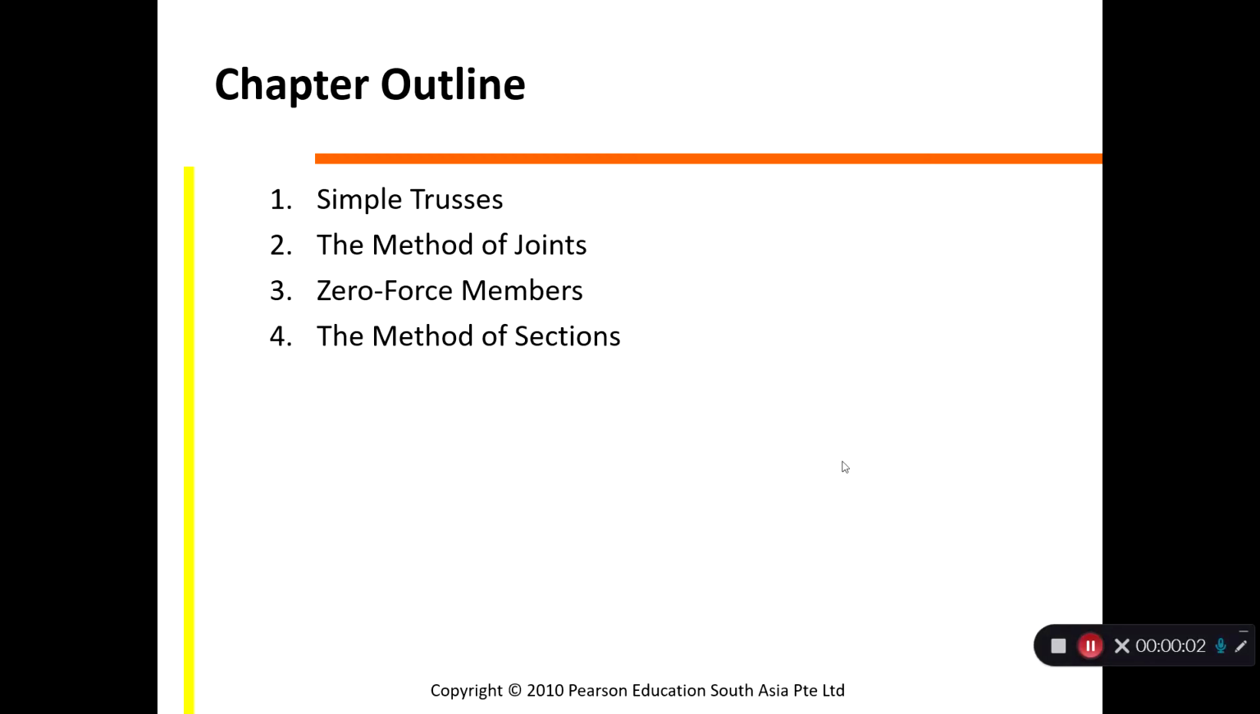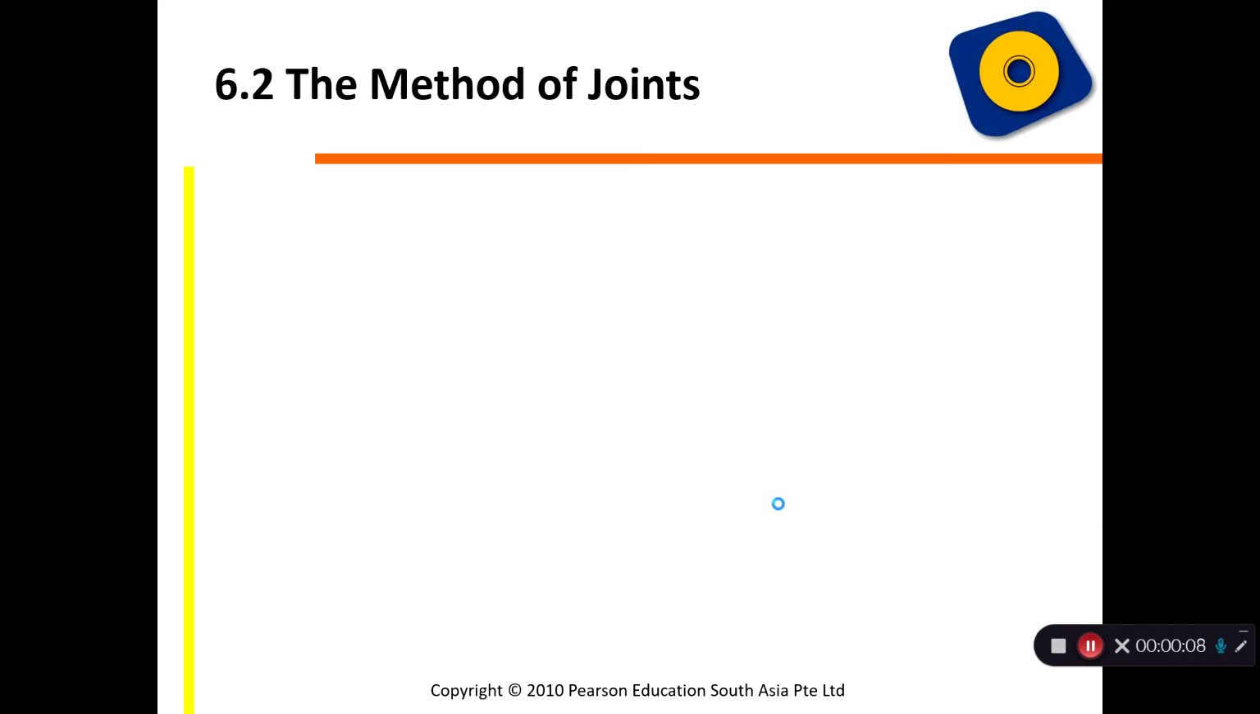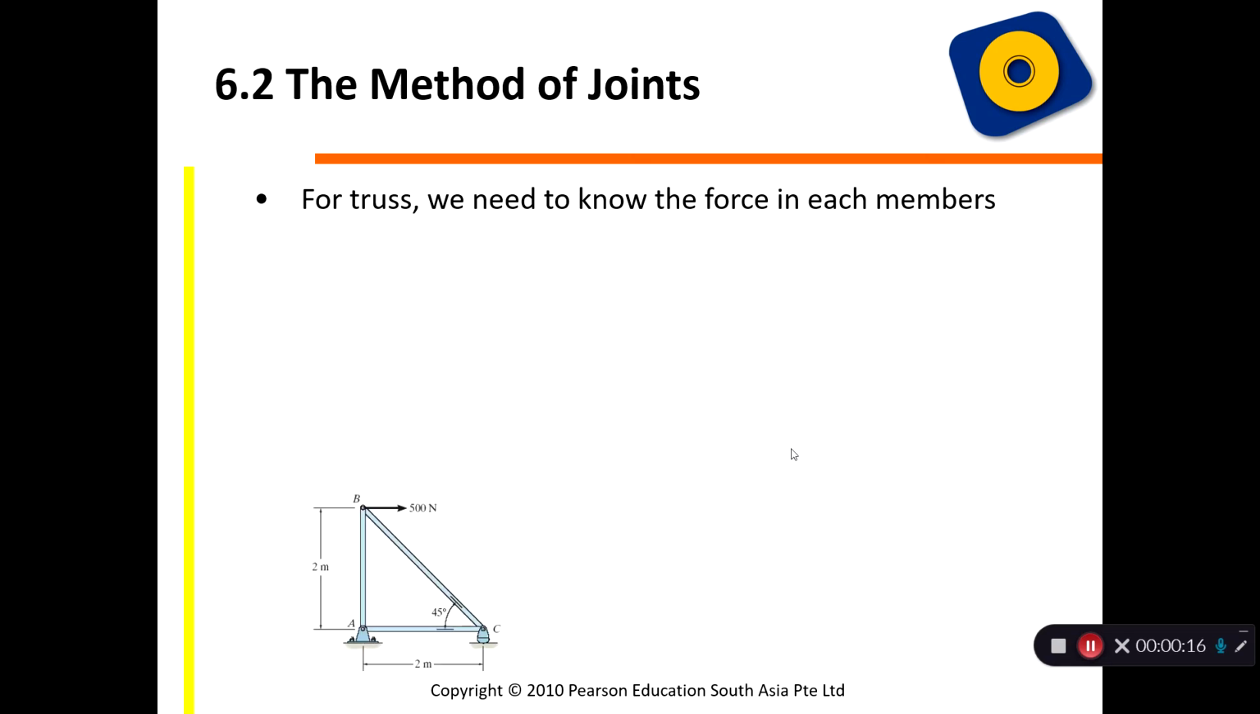Okay, so in this video we're going to discuss the next topic in chapter 6, which is the method of joints. For a truss, we need to know the force in each member. That is ultimately the goal. So for example, we have this truss.